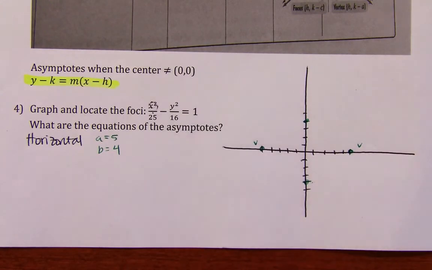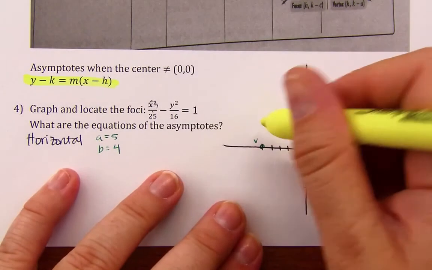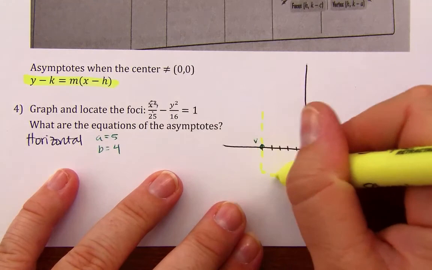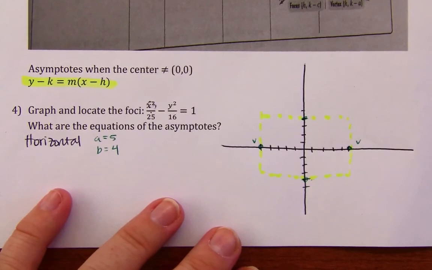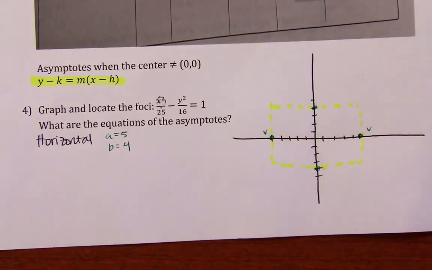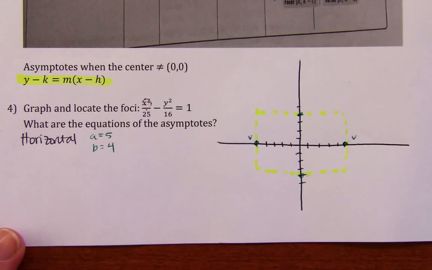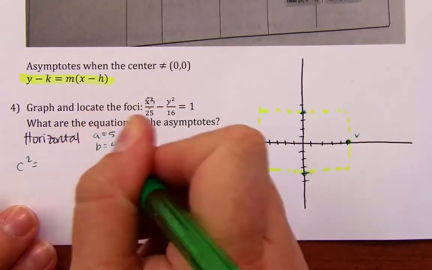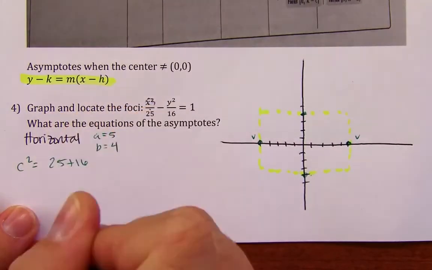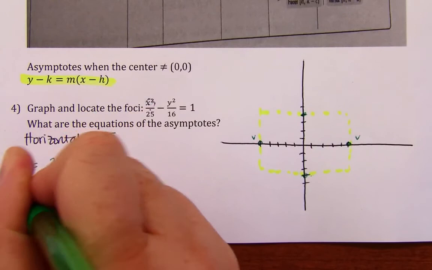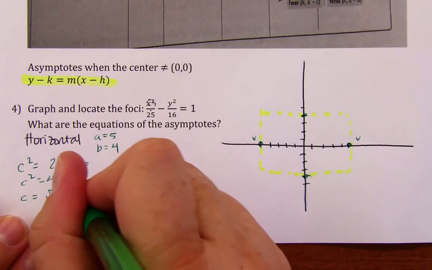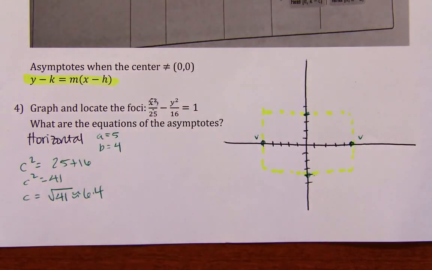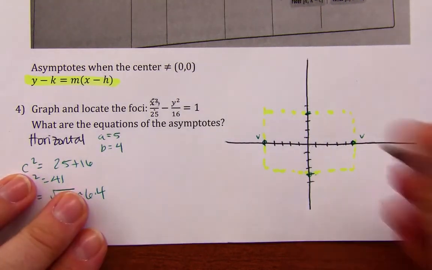Now, I usually do this with a highlighter so that it kind of stands out and is a little bit different than the rest of the equation. So there's my box. We know that this is horizontal here. And it wants to know the foci as well, so c squared equals 25 plus 16, and that's going to be 41. So c equals the square root of 41, which is about 6.4. Okay. So that helps us figure out where our foci are. They're out 6.4 from the center.